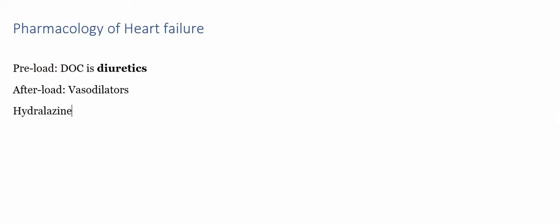Now, if you've already done the drugs used in hypertension, the AB series of hypertension, we use ACE inhibitors, we sometimes use beta blockers, we use calcium channel blockers, and we use diuretics.